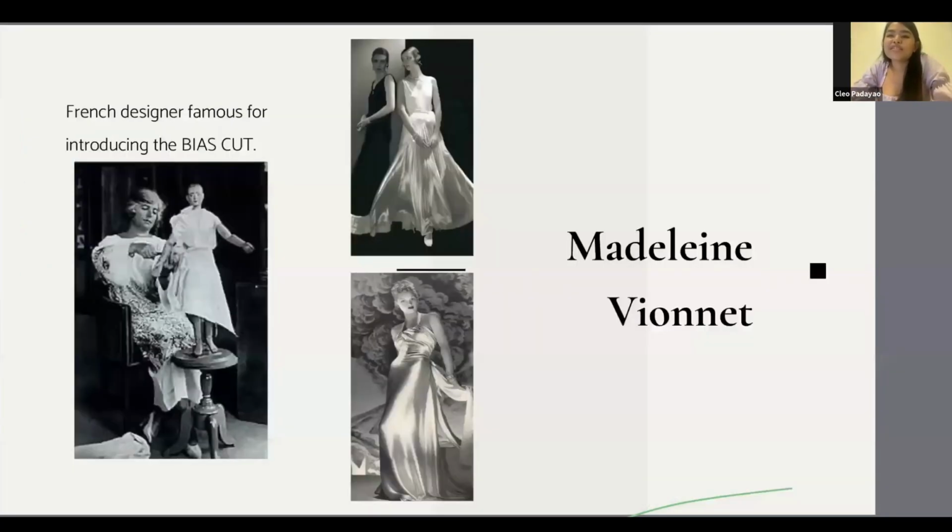Okay, so let's go to the next. A very influential designer, whose technique is still used by designers today, is the bias cut. That's Madeleine Vionnet, or Madame Vionnet. She is the genius of the flowy dresses that we most know from Hollywood.